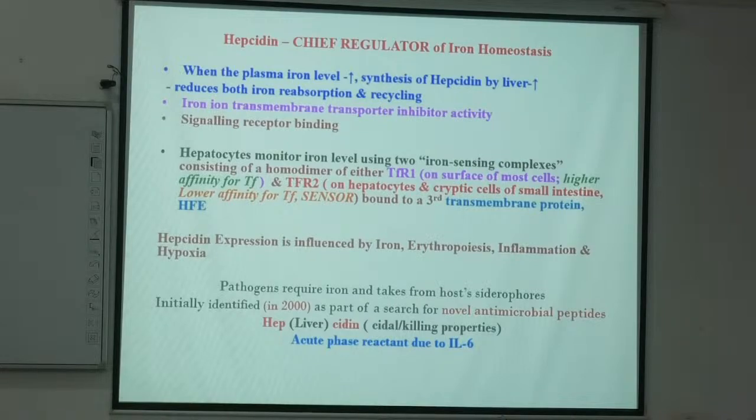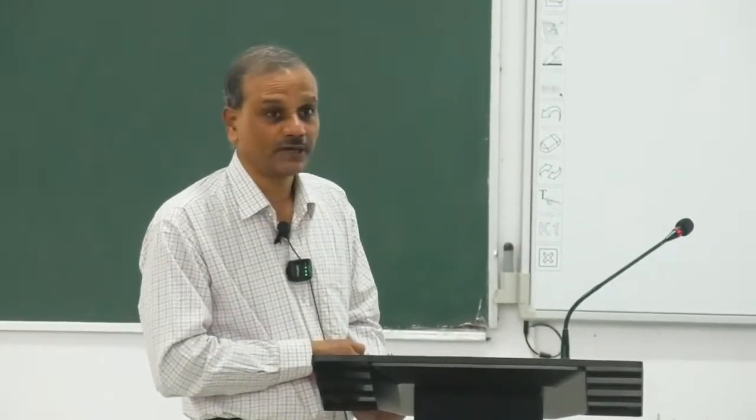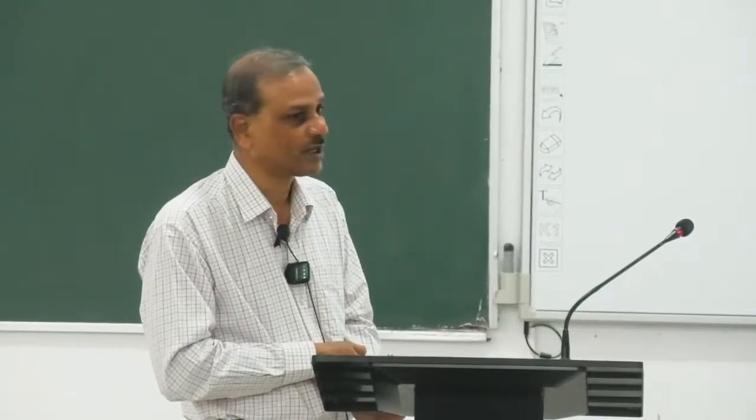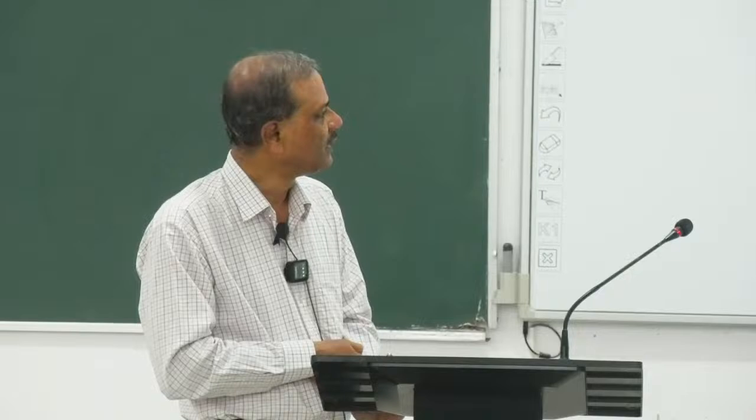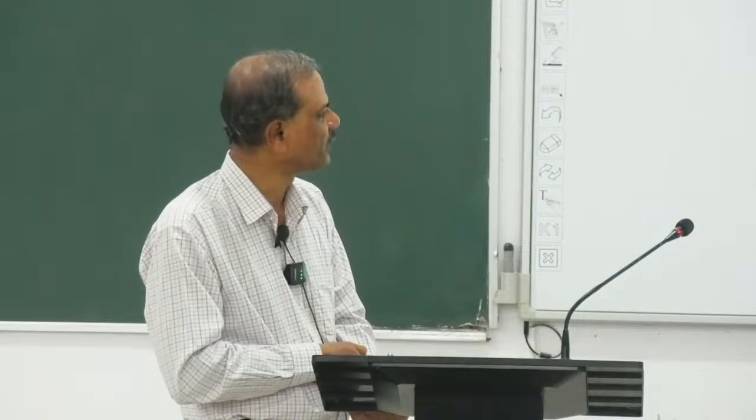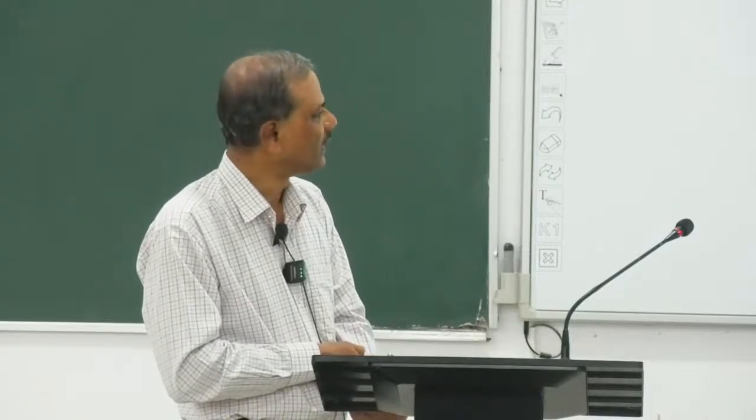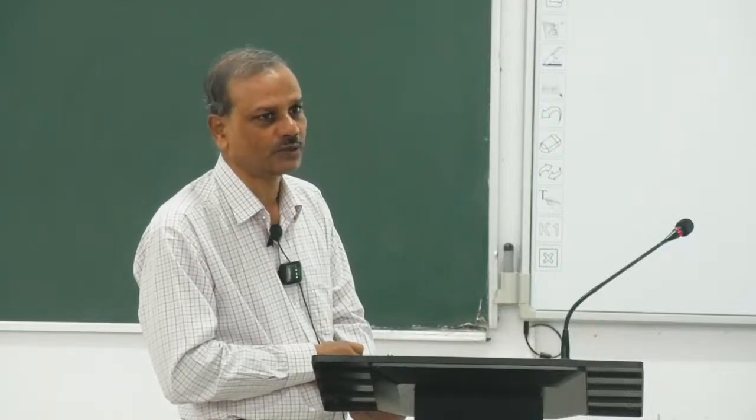See, the hepatocyte monitors iron level by two major mechanisms. One is through transferrin receptor 1, which is present in most cells, and most cells require iron, as we have known that iron dependent enzymes are there. So, they have a high affinity. In contrast, on the hepatocyte and on the crypt cells of the small intestine, there is transferrin receptor 2, the smaller one, that acts as a sensor. This you must remember. It is bound to a third membrane protein, that is HFE. And this is the main regulator of iron. You must remember this thing.